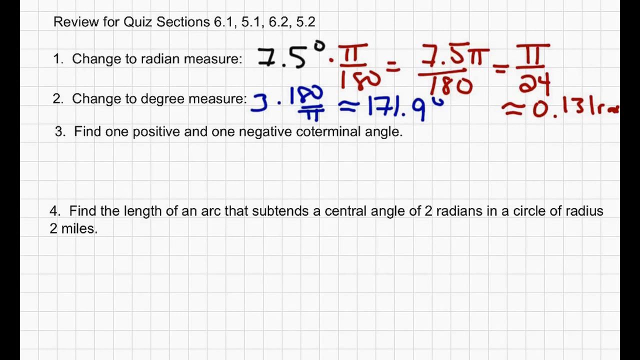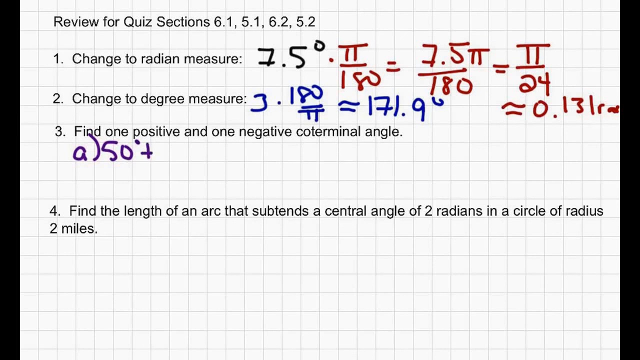Find one positive and one negative coterminal angle in number 3. A is 50 degrees. So to find a positive coterminal angle: coterminal angles are terminal rays with different angle measurements, but they lie in the same place. In order for that to happen, you take that ray and you rotate it 360 degrees, or 2 pi radians. Positive and negative coterminal angles have to do with what direction you go when you rotate your terminal angle.